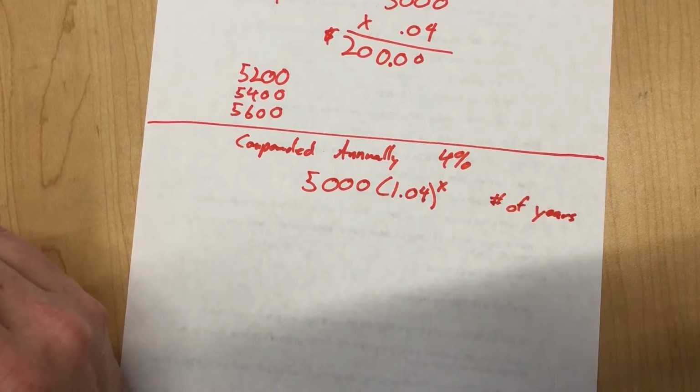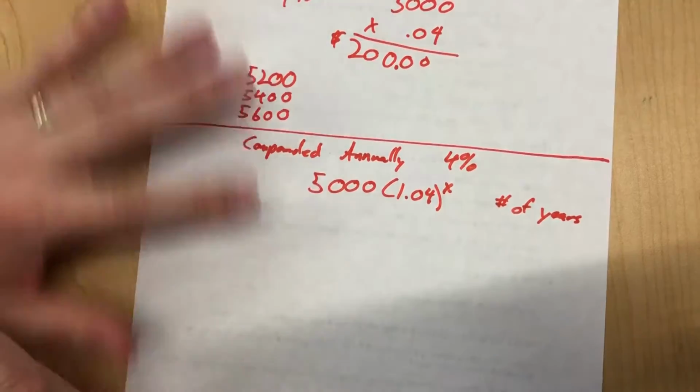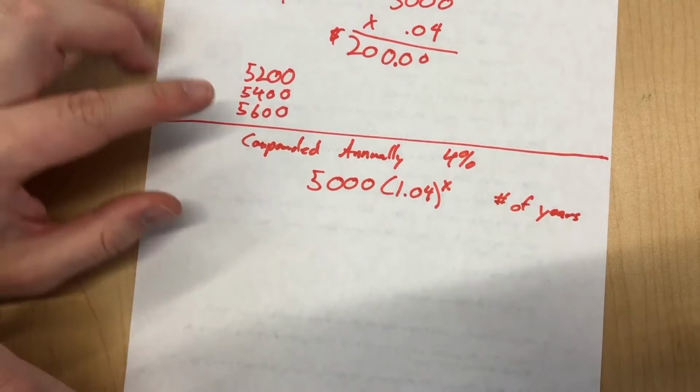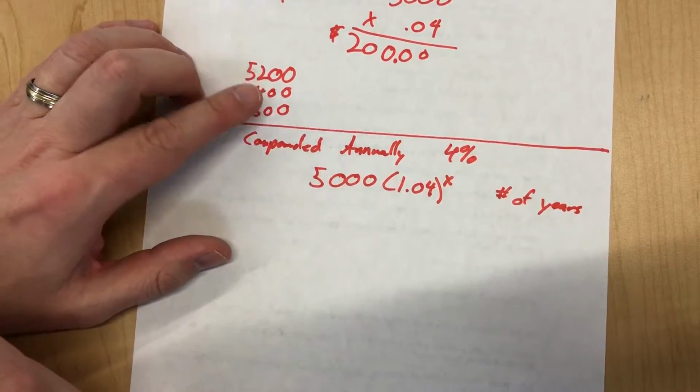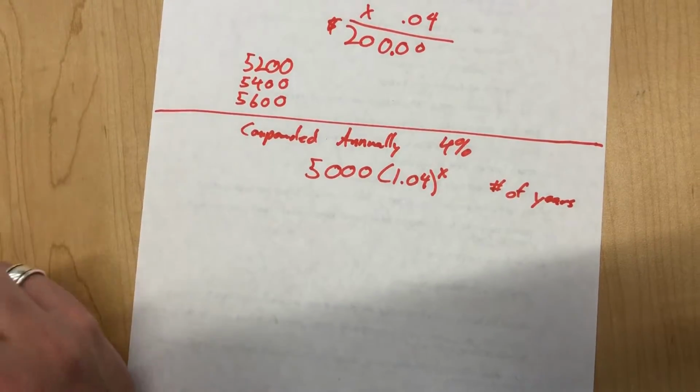It's compound interest. We gain a lot more. We'd have 5,200 the first year, but then after that, it's gonna go up more because it's gonna be 4% of that, and then 4% of that amount, and then 4% of that amount. So it's gonna increase a lot faster.